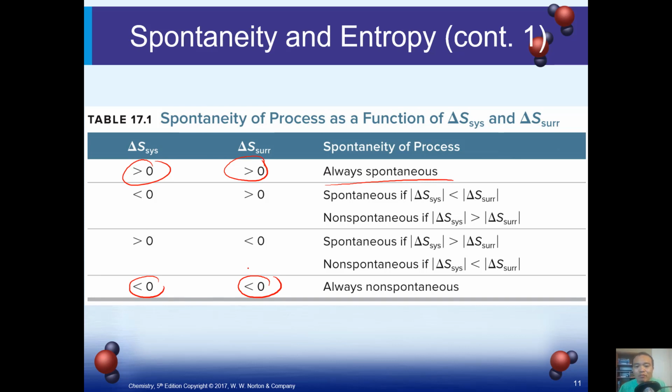If one is positive and one is negative, then it will depend on which one is greater in magnitude. If the negative entropy change is one of greater magnitude, then the overall process will not be spontaneous. If the positive entropy term is of greater magnitude, then the process will be spontaneous.